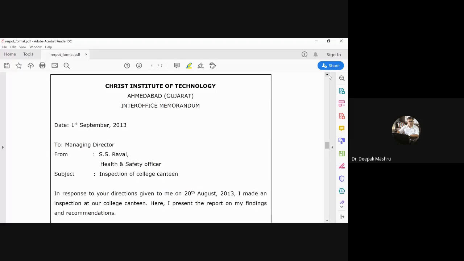Okay. 1st September 2013, date. We need to mention here date, colon, and the date. Then to, from, subject. You look at this format. Format is very important, right? Okay.